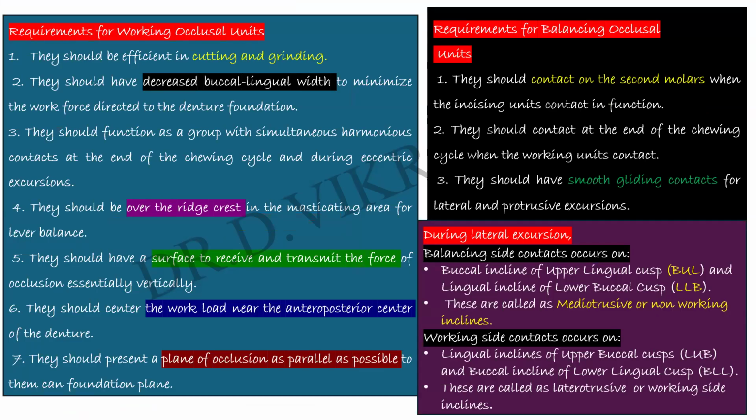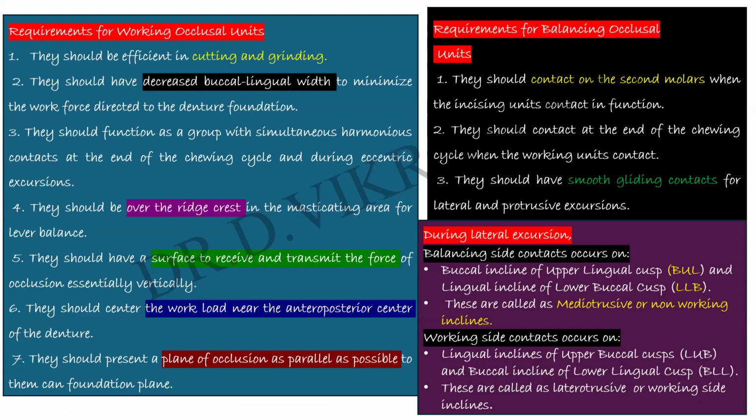And coming to the requirements of working occlusal units, they should be efficient in cutting and grinding, they should have reduced buccolingual width, or they should be placed on the crest of the ridge and surface to receive and transmit the forces, and also workload near the anterior posterior center. And the plane of occlusion should be as parallel as possible.